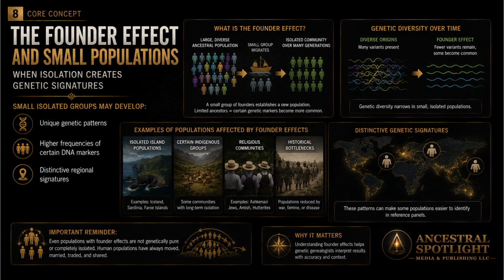Some populations are easier to identify because they experienced what geneticists call a founder effect. A founder effect occurs when a small group of people establishes a community and remains relatively isolated over many generations. Because descendants inherit DNA from a limited number of ancestors, certain genetic markers become more common within that population. Examples include isolated island populations, some indigenous groups, certain religious communities, and populations that experienced historical bottlenecks. These distinctive genetic patterns can sometimes make a population easier to identify within a reference panel. However, even these groups are not genetically pure or completely isolated. Human populations have always experienced movement and exchange.